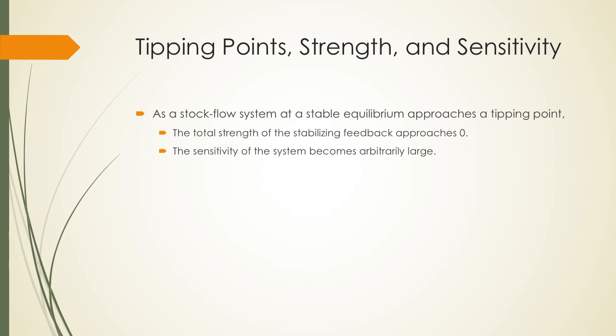Another way of understanding tipping points is analyzing strength and sensitivity. As the system approaches an equilibrium, we expect the total strength of the stabilizing feedback to approach zero. Equivalently, the sensitivity of the equilibrium to changes in the parameter becomes large. This allows us to predict tipping points by looking for weakening on the stabilizing feedbacks or by identifying a sluggishness in the equilibrium in response to changes in the parameter.